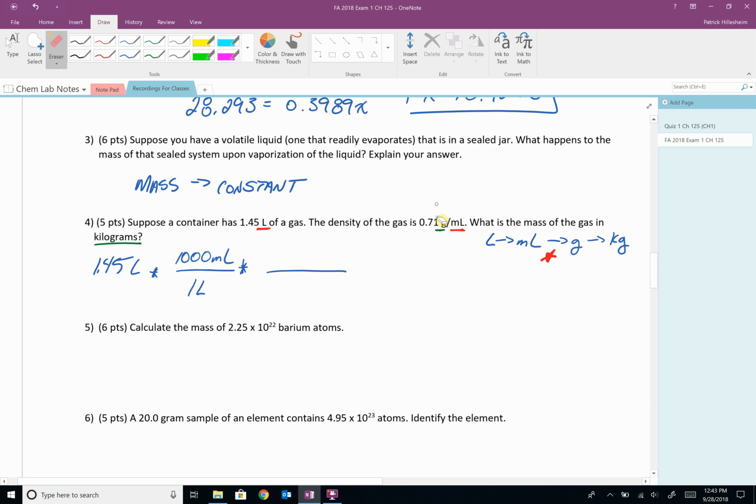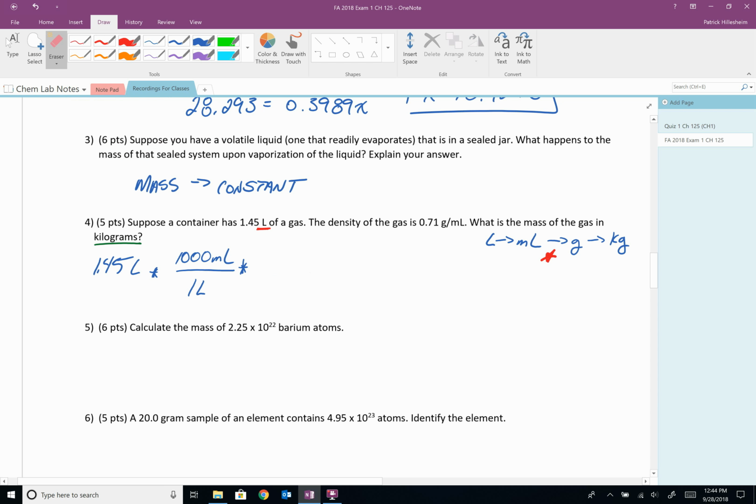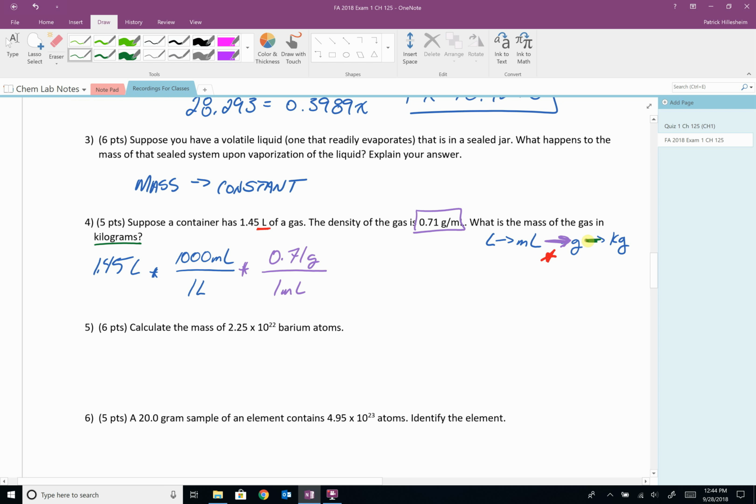Let me do this in a different color. Let me just clean this up a little bit. All right, let's do this in purple here. Converting for every 1 milliliter, we have 0.71 grams, right? That's using the density here. Let's just color that in purple over here. And we'll finish up in, oh, it seems like a green day. Let's do green. We'll finish up in green over here. We're converting grams. For every 1,000 grams, we have 1 kilogram.